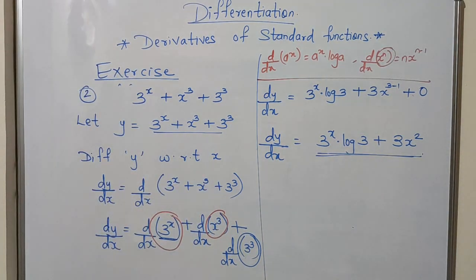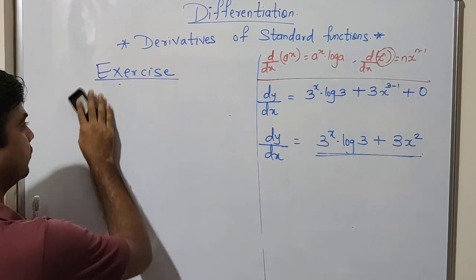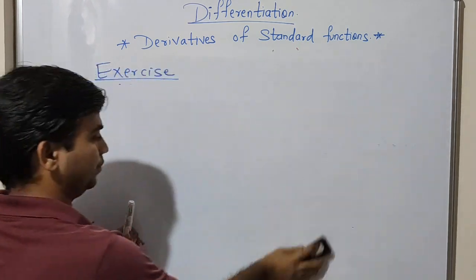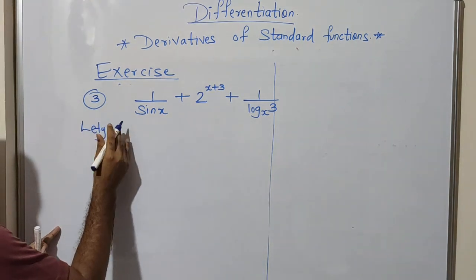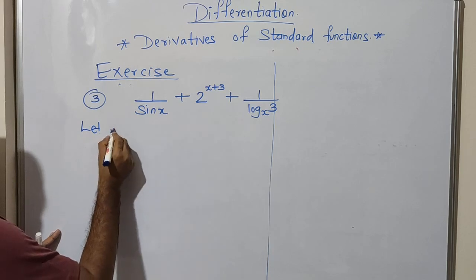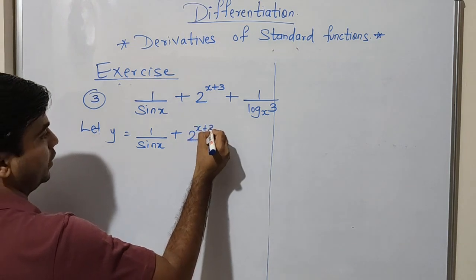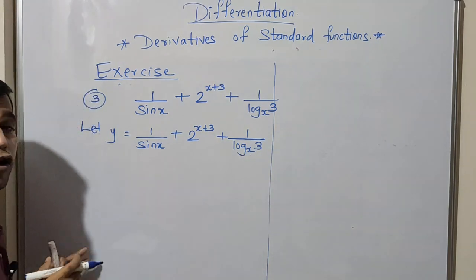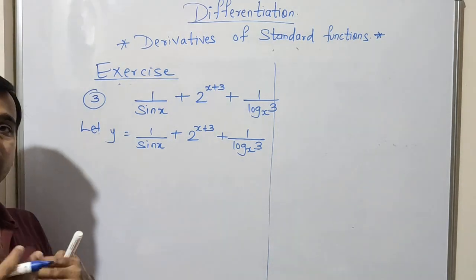Let us solve the third question. Let y equal to 1 upon sin x plus 2 raised to x plus 3 plus 1 upon log 3 to the base x. Before you differentiate, just check whether it can be simplified. If yes, then please simplify it, then start differentiating.